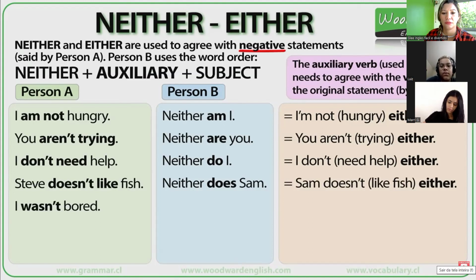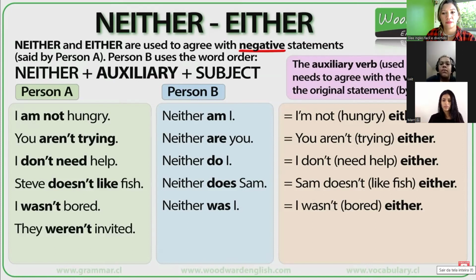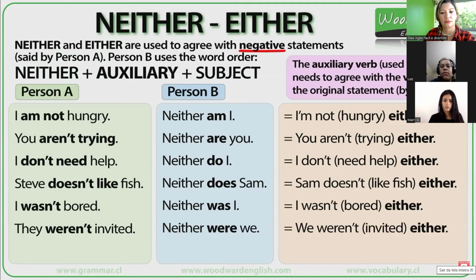I wasn't bored. This is the past simple tense of to be in negative form, so we need to respond with the same tense. Neither was I, which means I wasn't bored either. With the other form of to be in the past simple tense, they weren't invited. Again, we need to use the same past tense in the response. It becomes, neither were we, which means we weren't invited either.